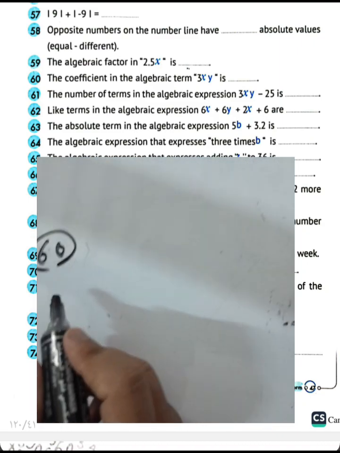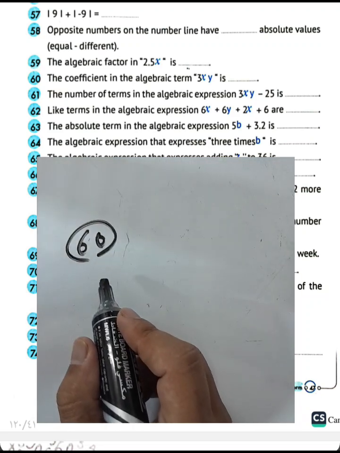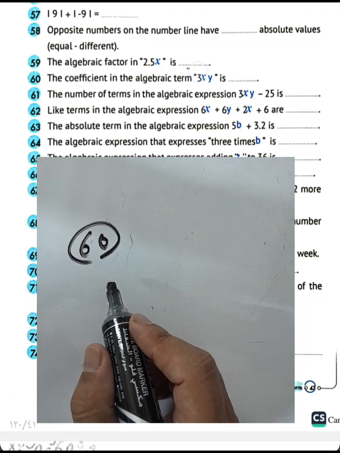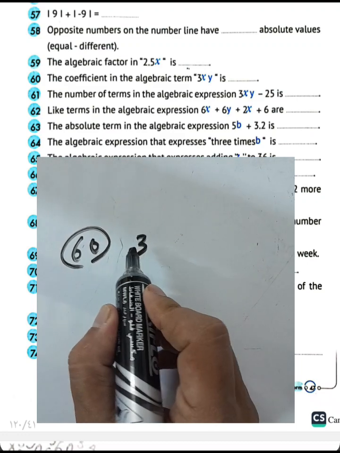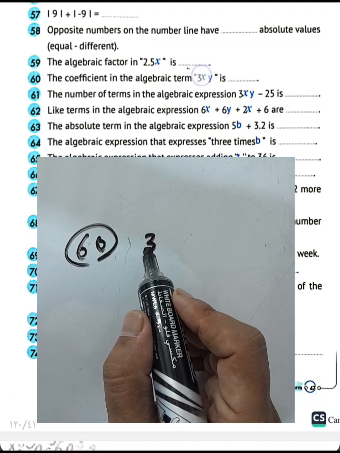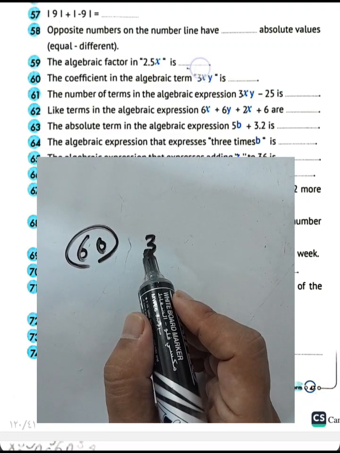Next question, number 60. The coefficient in the algebraic expression 3xy will be 3. Okay, 3 we call the coefficient. The coefficient will be 3.